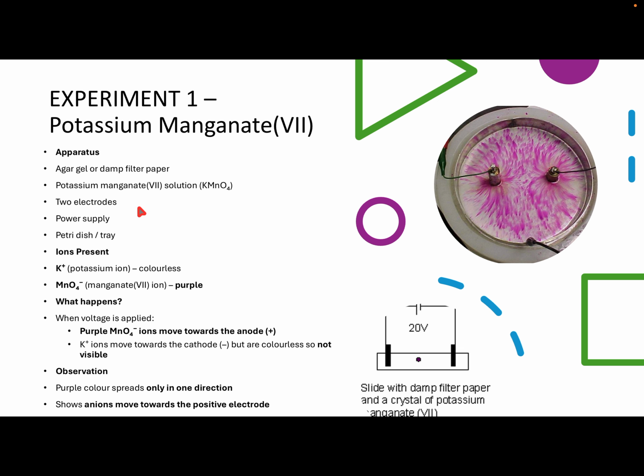Ions and observations. Here are the apparatus you would need. What occurs is that the potassium manganate contains potassium ions, which are colourless, and manganate ions, which are purple. When the voltage is applied, the purple manganate ions move towards the positive electrode, which in this case is the anode, and the potassium ions move towards the cathode, but they cannot be seen because they are colourless. This therefore shows that negative ions migrate towards the positive electrode.